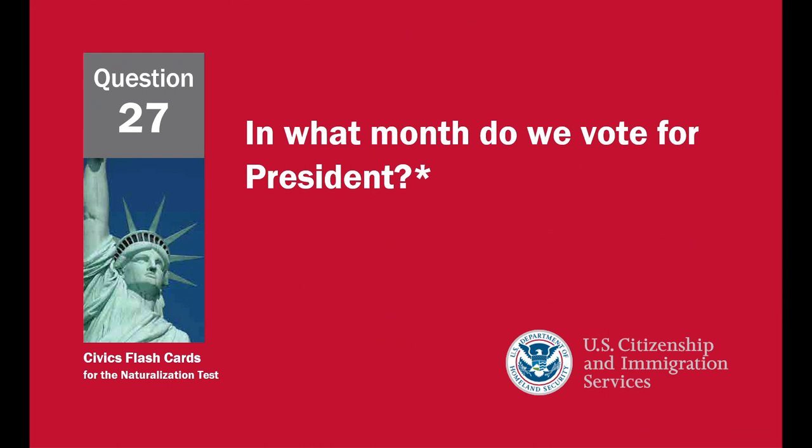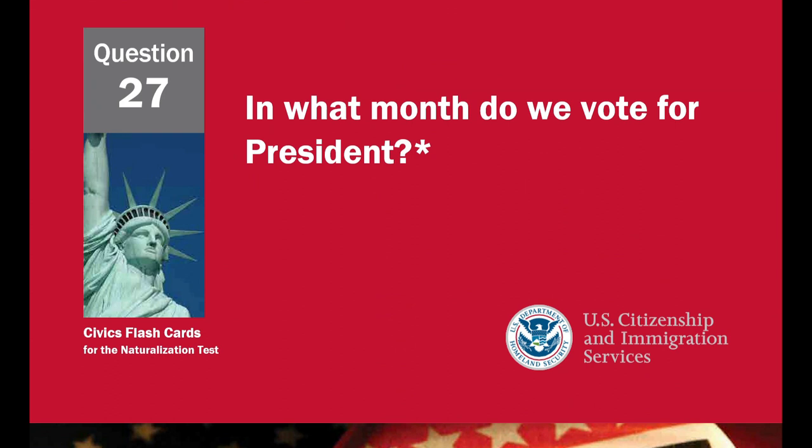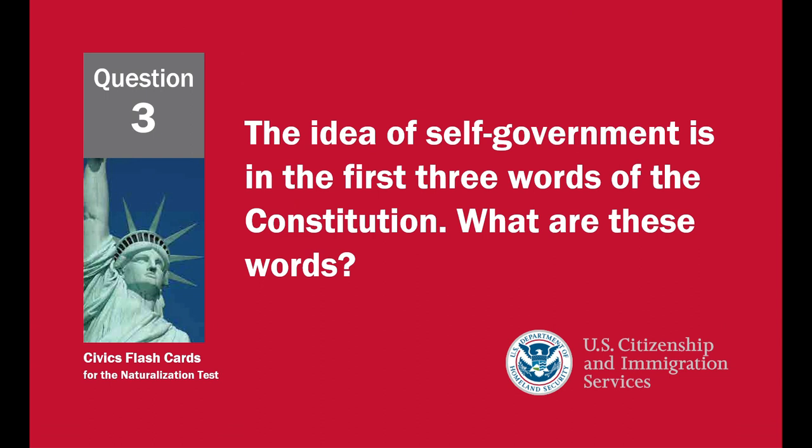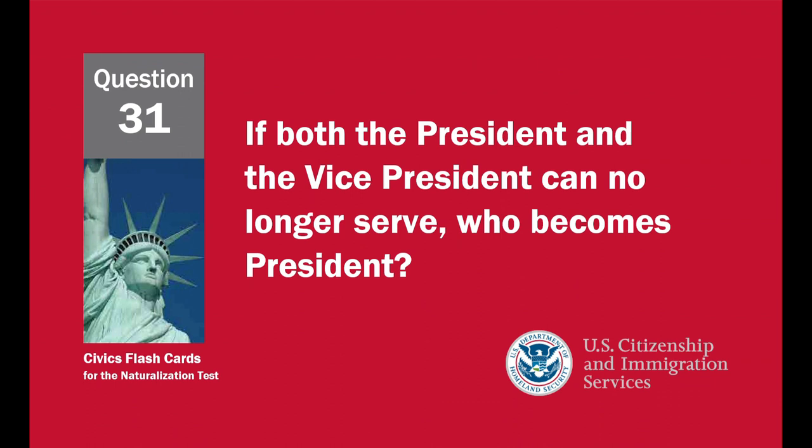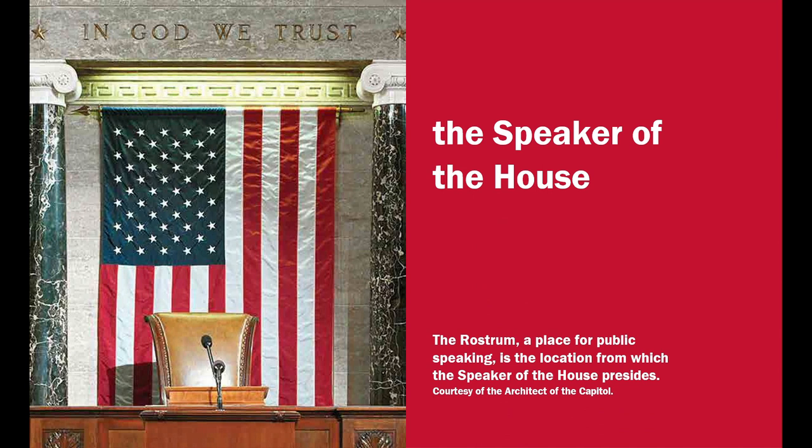In what month do we vote for president? November. The idea of self-government is in the first three words of the Constitution. What are these words? We, the people. If both the president and the vice president can no longer serve, who becomes president? The Speaker of the House.